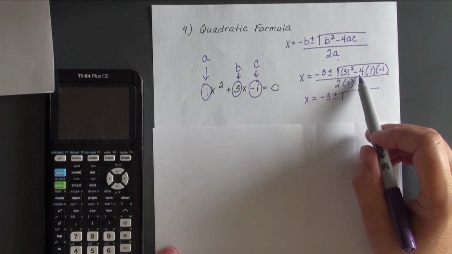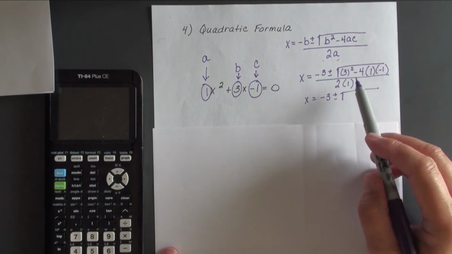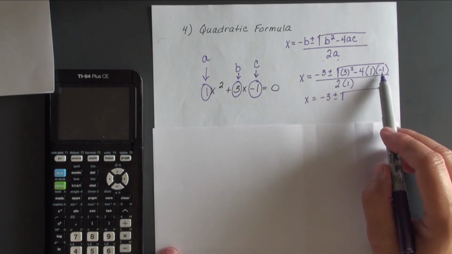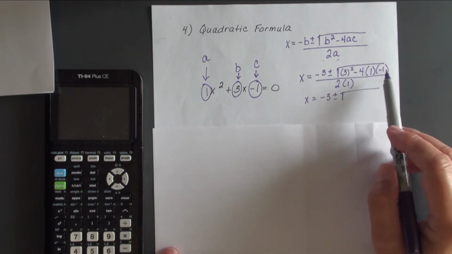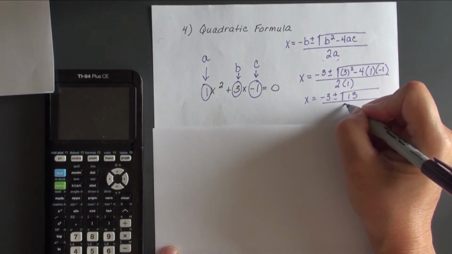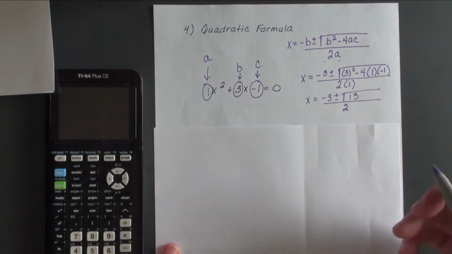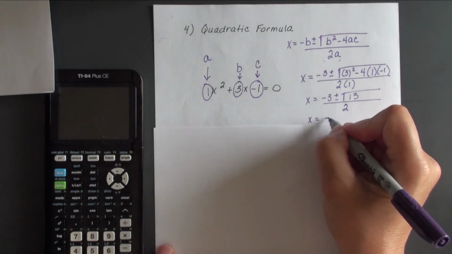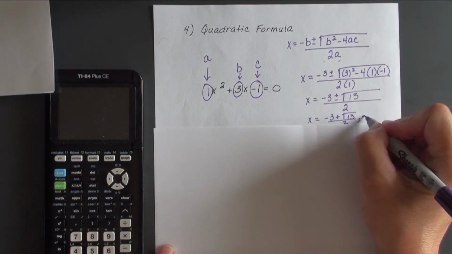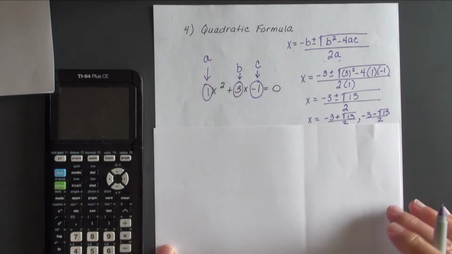3 squared minus 4 times 1 times negative 1. You can put that into your calculator. That would be 9. And then negative 4 times 1 times negative 1 is a 4. So 9 plus 4 is 13, over 2. So our solutions would be x equals negative 3 plus the square root of 13 over 2, and negative 3 minus the square root of 13 over 2.